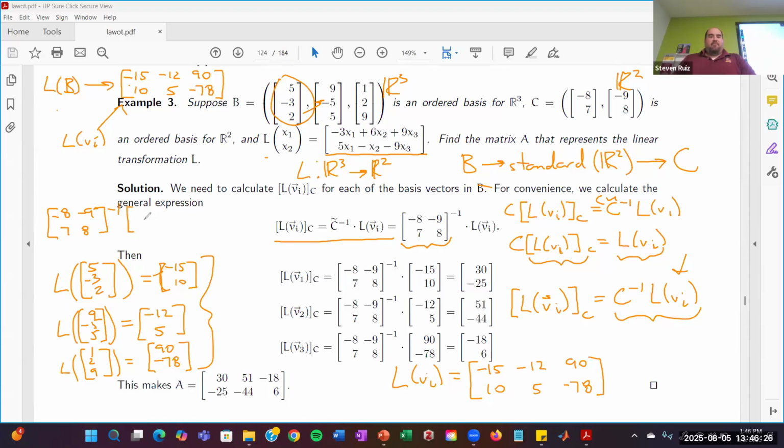And I'm multiplying that by what? I'm multiplying that by the results of putting B through the transformation and coming out on the standard basis. So that right there should give us our final result, which is that. So we'll verify before we go any further. Yeah? Good.